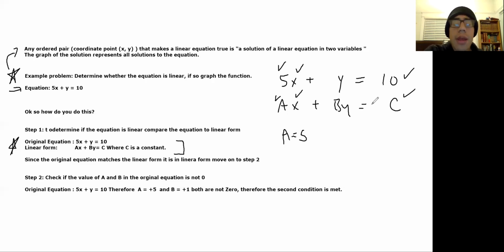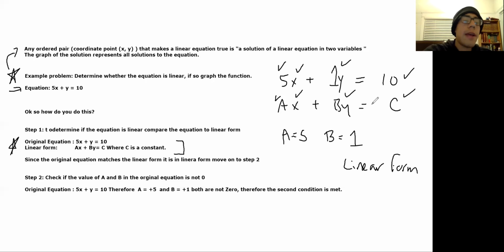That's a linear form. As far as b is concerned, there's nothing here. But in reality, when there isn't anything there, there's a hidden 1 in front of that y, which means that b is actually 1 in this case. And yes, we checked them off. This equation is officially in linear form. We have just proven that it's in linear form. The first step is complete. Since the directions say determine if it's linear, yes, it's linear.